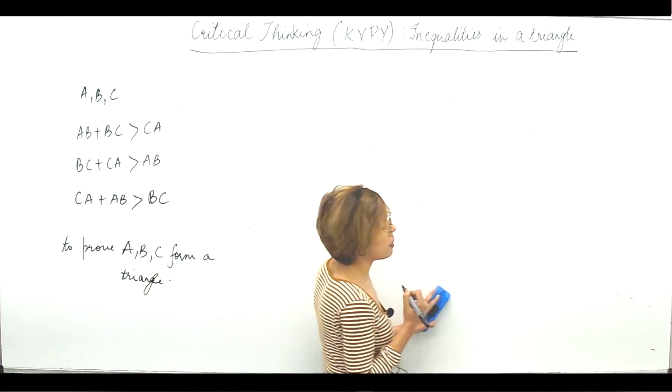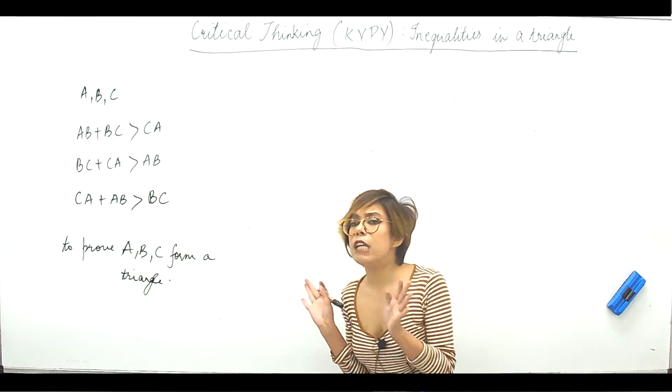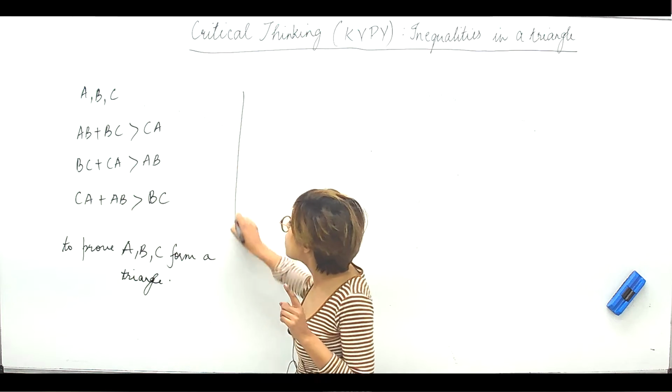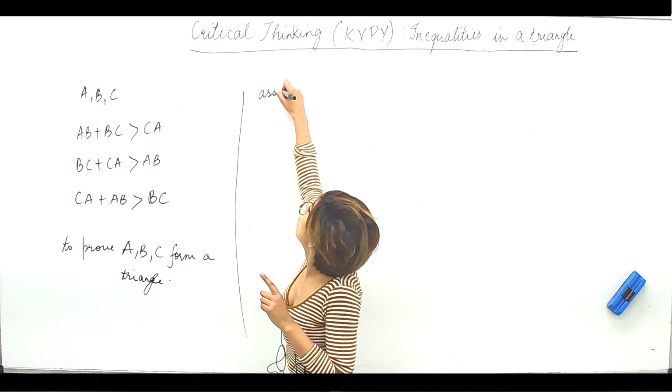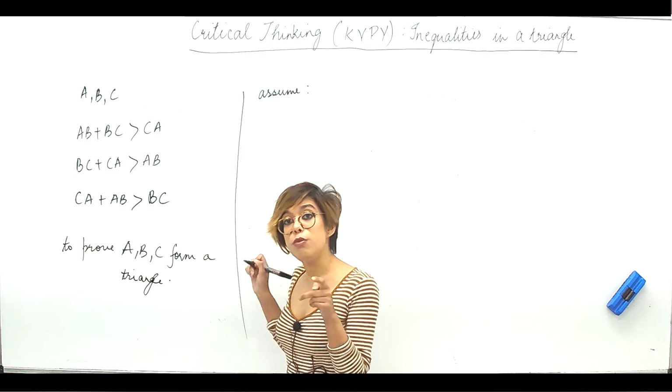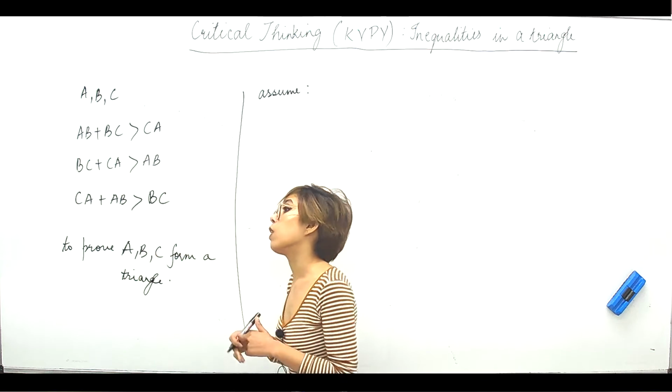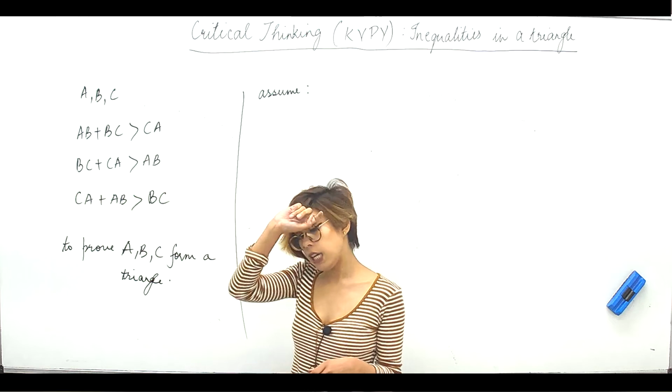Now, I think you know which method to go for. Definitely, you will be going for the method of contradiction. But the question is, what will you assume? You need to assume the contrary, contrary to ABC forming a triangle. Now, there are 3 cases in fact.